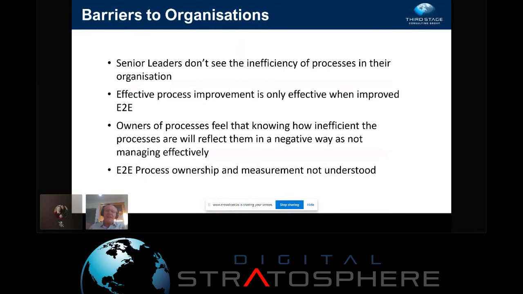So for senior leaders, it's a key thing to be able to embrace the ability to say, well, let's look at what we do. Let's not think that we are perfect. Let's understand, let's discover, let's look at what is possible. An effective process improvement is only effective when it's improved end to end.